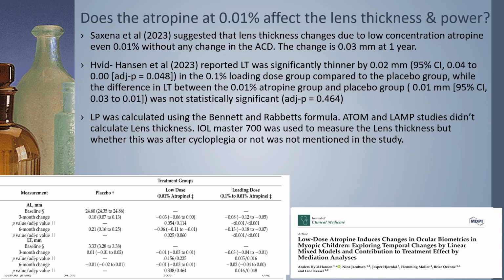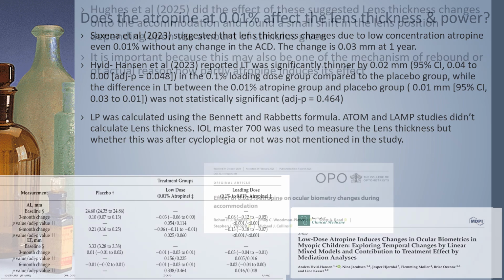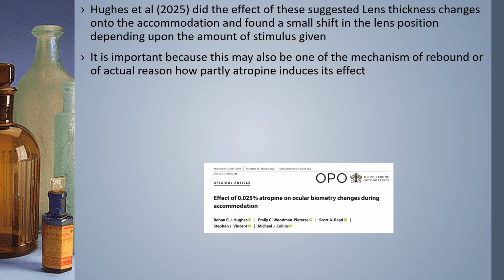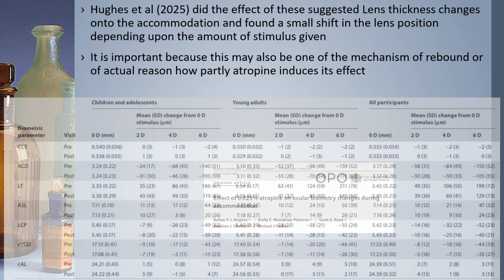So this was in 2023, and following this there was another study, which I think is better than the existing data by Havid Hansen and Saxena et al. They suggested that lens thickness changes do not occur much, but they found a small shift in lens position. And once you put them under physiological accommodation, you could find a small change, as per this article by Hughes et al. And this is their data.